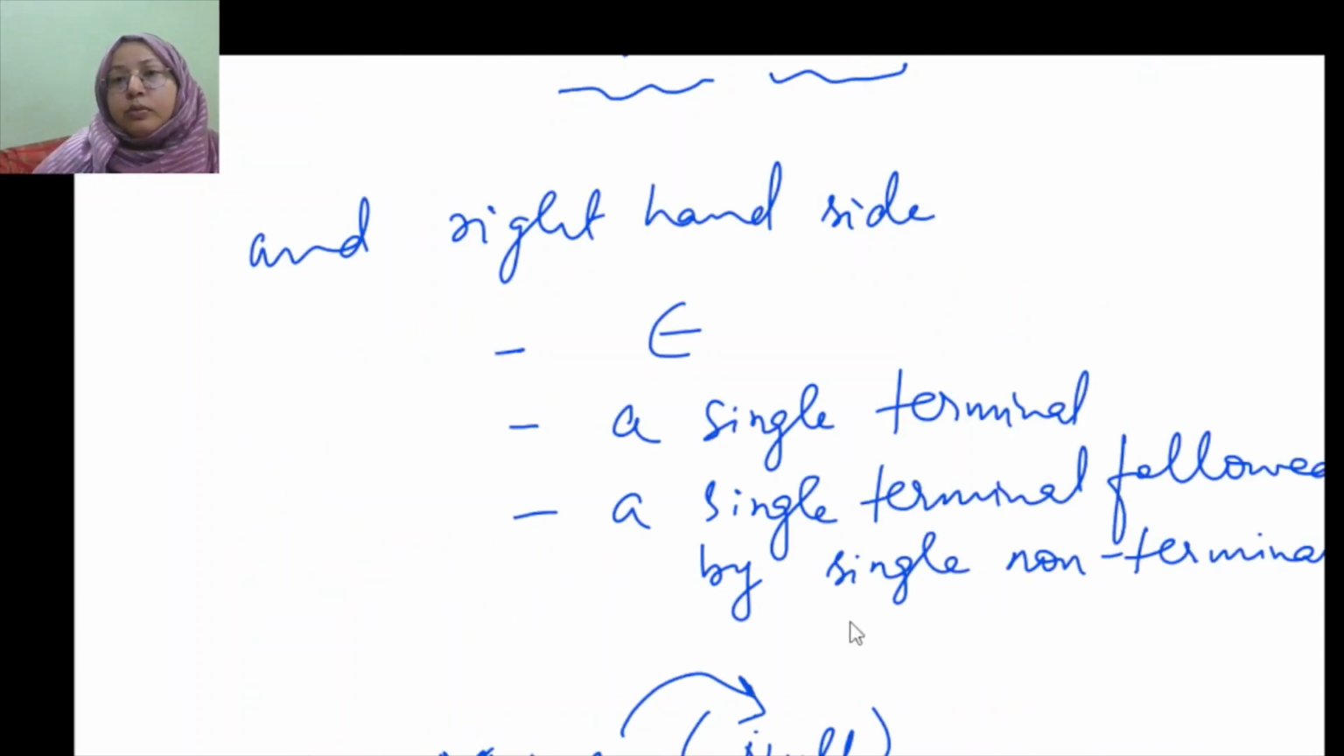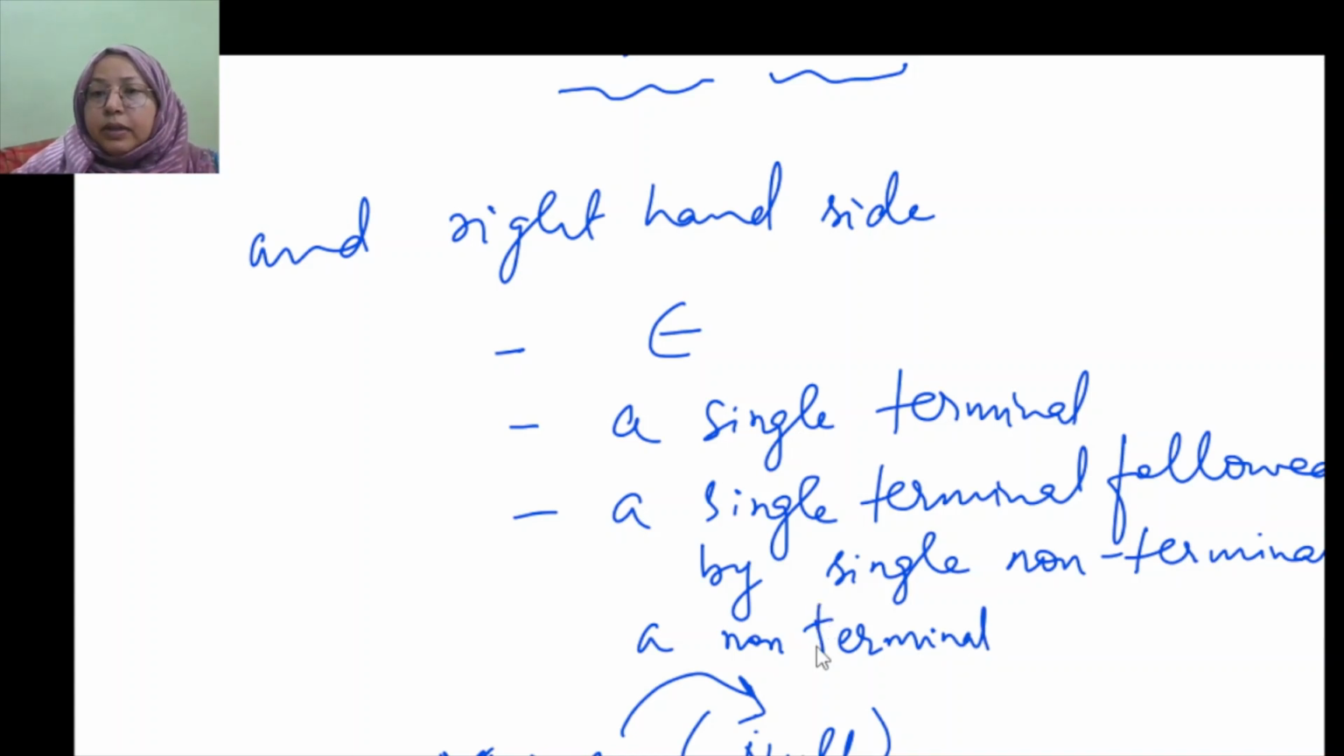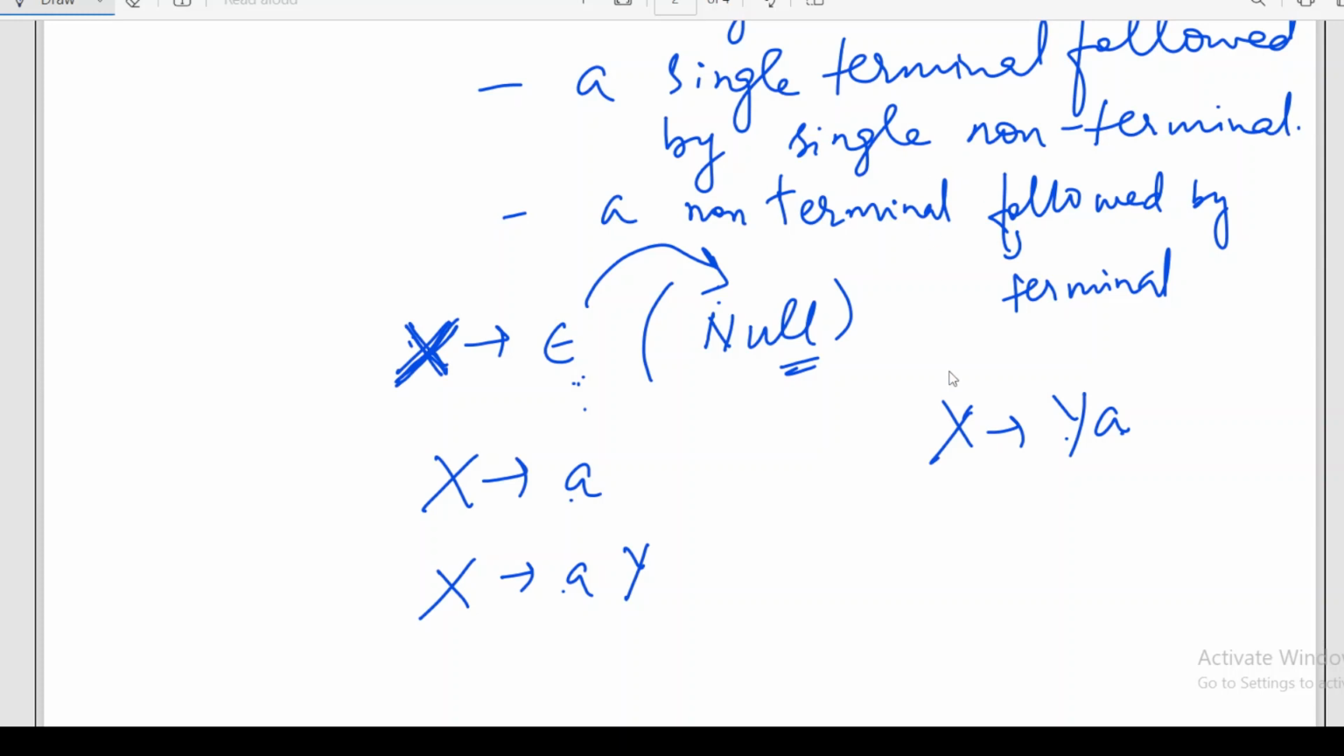From this rule, what we have learned is that a regular grammar can have one non-terminal on the left hand side, and on the right hand side it can have epsilon, or a single terminal, or a single terminal followed by a non-terminal. It can also have a non-terminal followed by a terminal. We write this like x derives y, so it is a non-terminal followed by a terminal.